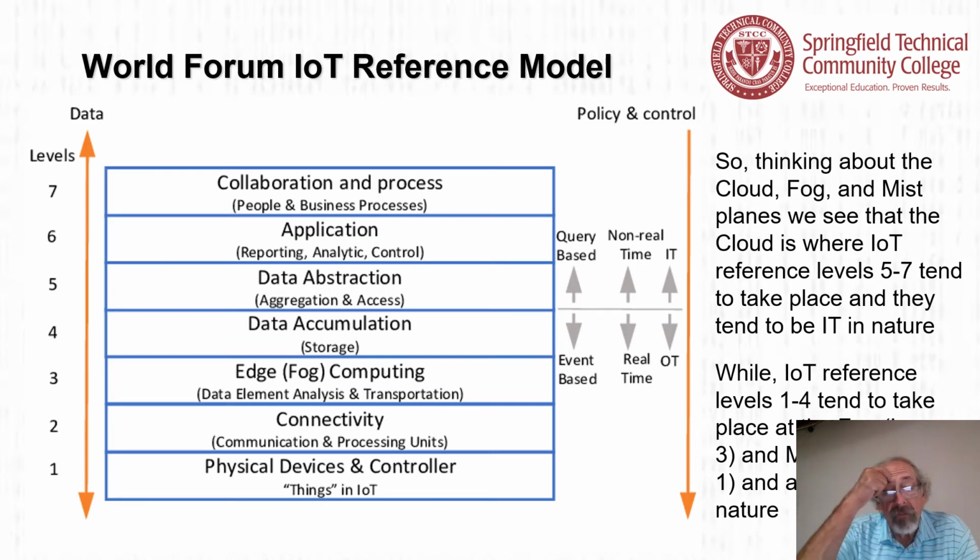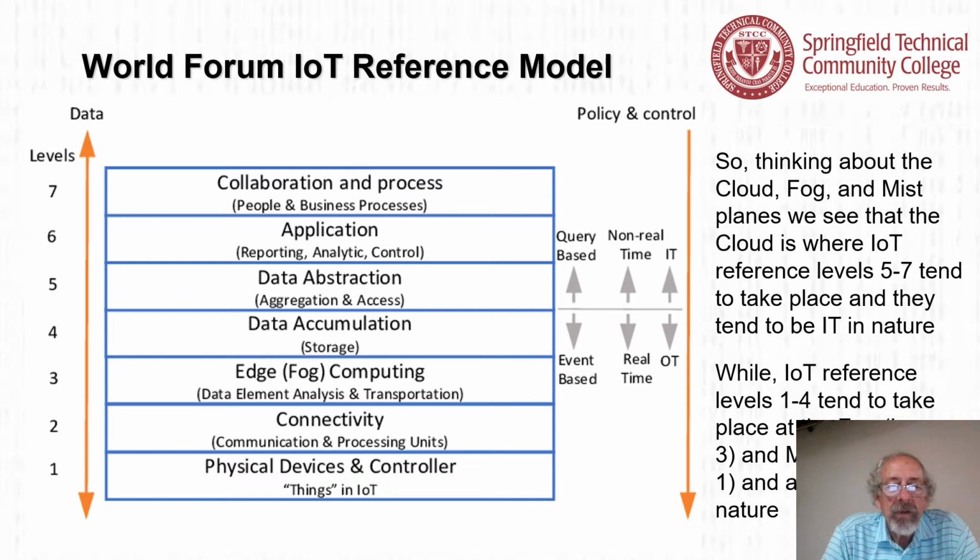Now, another reference model is from the IoT World Forum, and here you see 7 levels. People are kind of stuck with this from the 7-layer OSI model, and they like to put things into nice boxes. So you see level 7, collaboration and process, people and business processes. Layer 6, application, reporting, analytic, control. Layer 5 is data abstraction, aggregation and access.